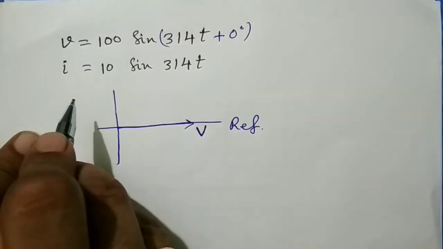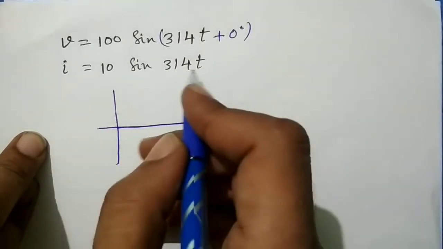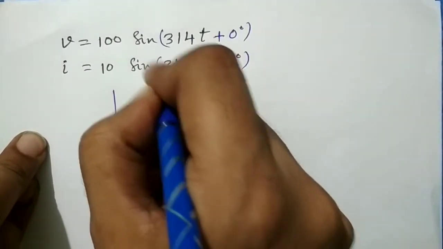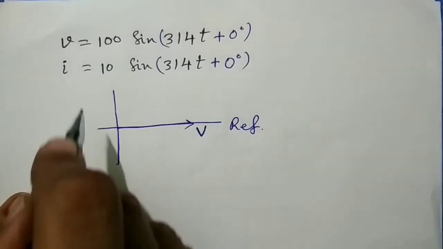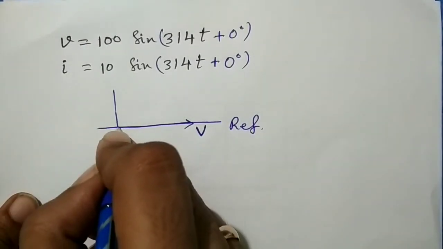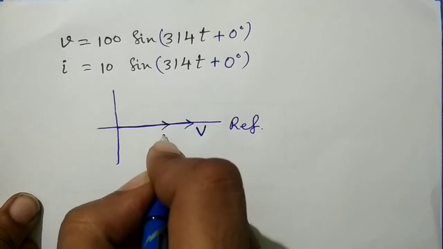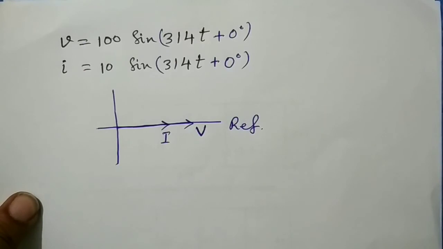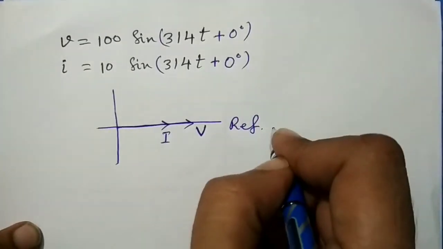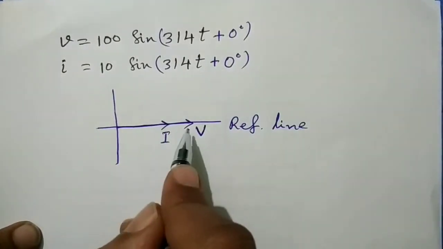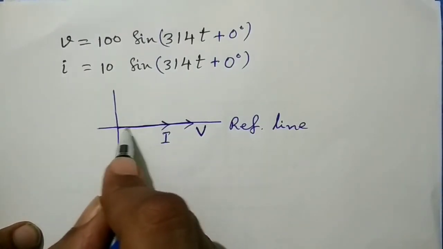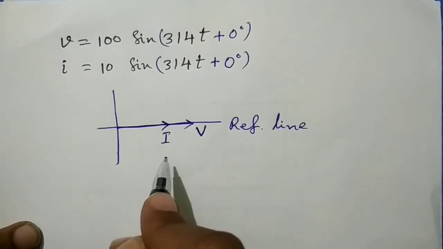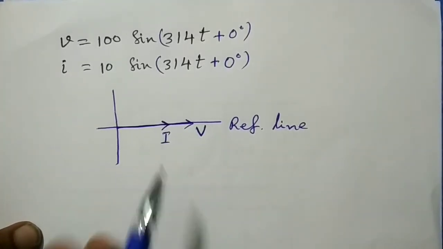Similarly, in case of current, it is I equal to I max sin omega t. It can also be written as omega t plus 0 degree. So the phasor of the current will also be in the reference line. Therefore, in this case, the voltage and current are in phase. Here the voltage and current both are in the reference line, so they are considered in phase.